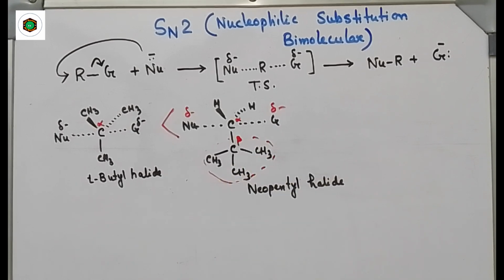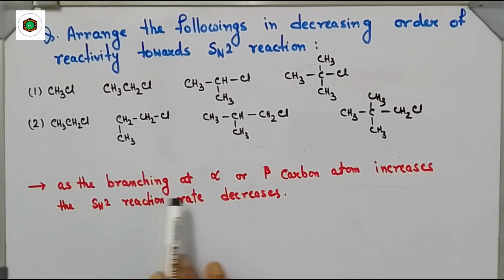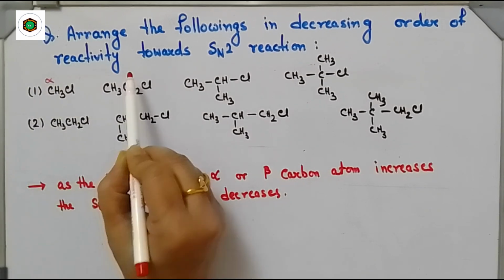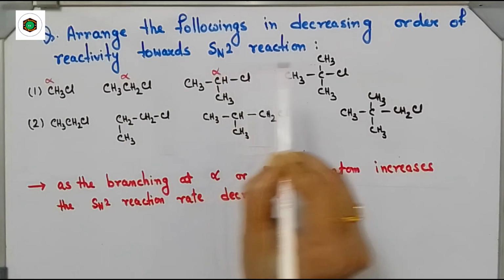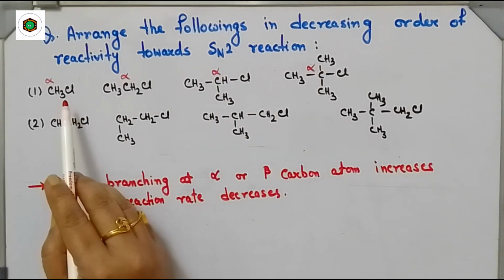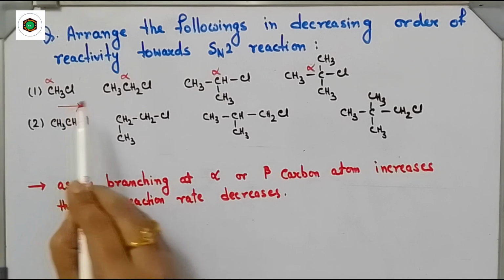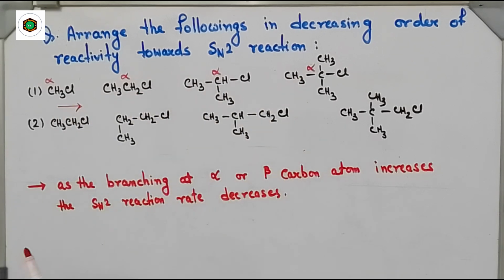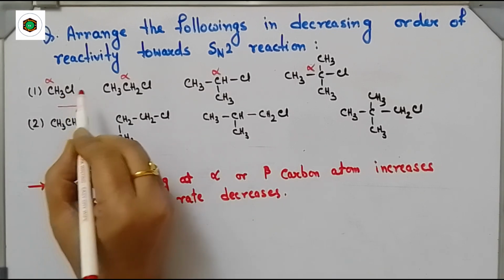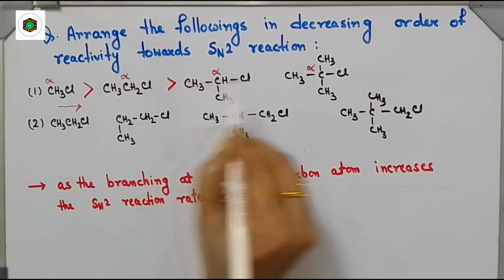Now we will solve some problems. Remember, as the branching at alpha and beta carbon atoms increases, the SN2 reaction rate decreases. With respect to this halogen, this carbon is the alpha carbon, this is alpha, this is alpha. So in the alkyl halides, from left to right, branching at the alpha carbon increases. So the SN2 reaction rate decreases because the transition state will become more crowded, so it will become less stable. So the decreasing order is this one.